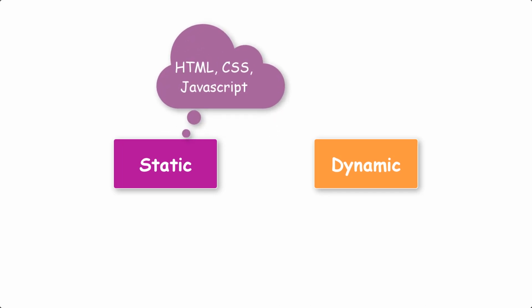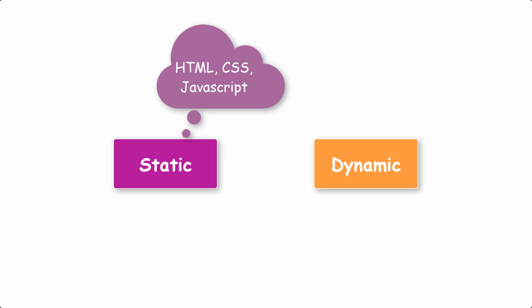Before going further, let me clarify a few things for you. When it comes to websites, we have two types of websites. The first one is a static website, and the second one is a dynamic website. So what is a static website? A website which is created using the front-end part, leaving the back-end, is known as a static website. So in a static website, we use HTML, CSS, and JavaScript without any of the database integration.